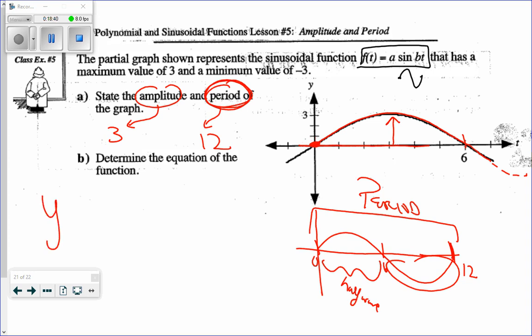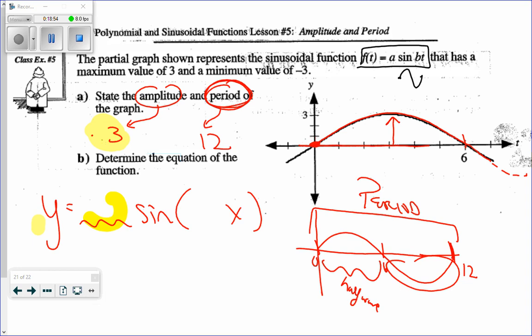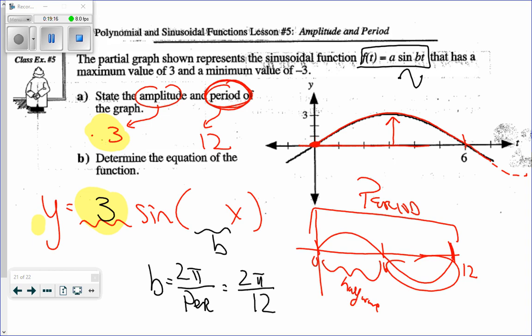So what's the equation? Okay, where does the amplitude number go? Every time. Where does this one go? Right here. You just drag and drop that number down. Okay? For the b value, the formula is 2 pi over period. My period is 12 units long. And it doesn't matter if it's 12 seconds or 12 miles or 12 what, it doesn't matter.